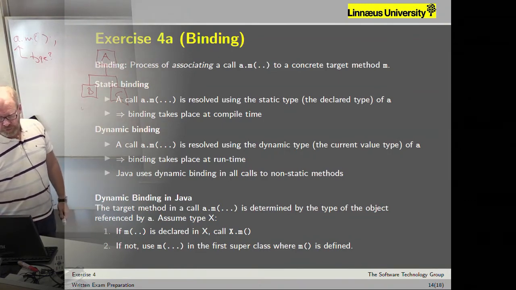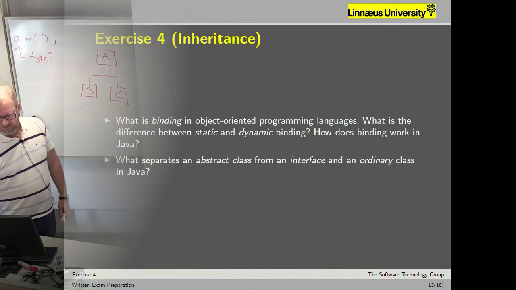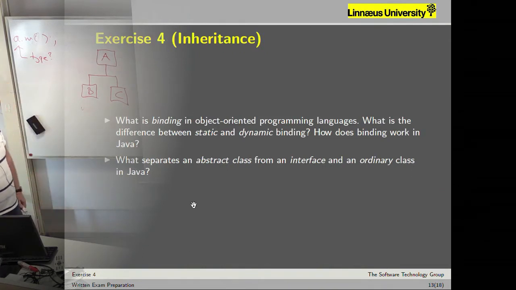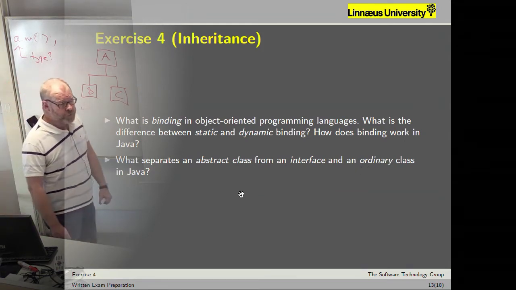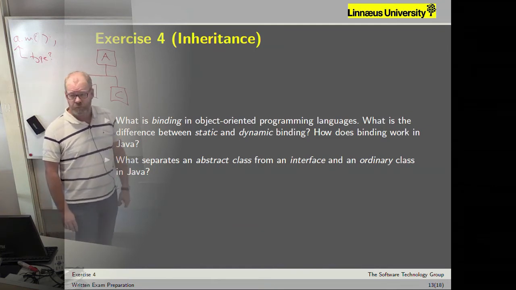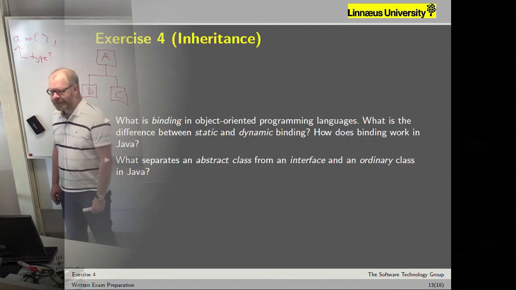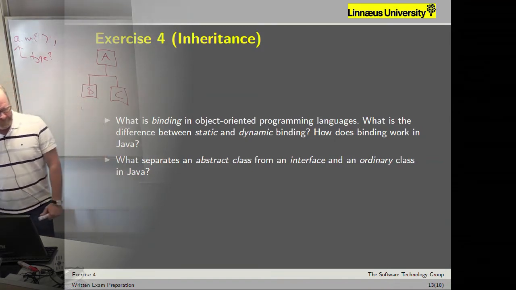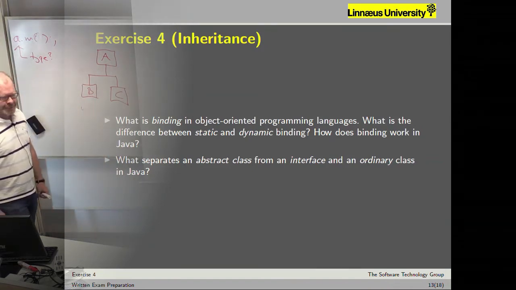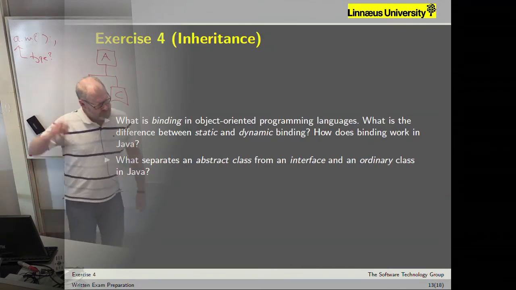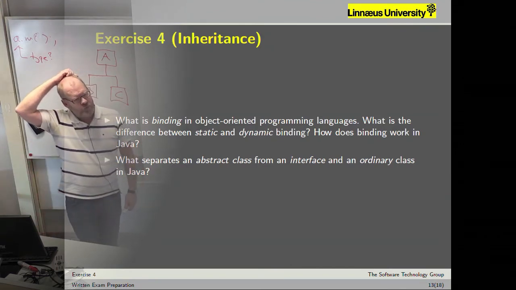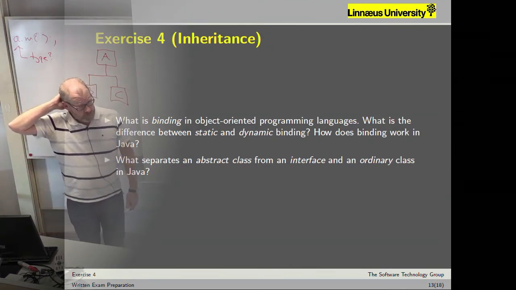Okay, 4A. 4B. What separates an abstract class from an interface and an ordinary class? What was an abstract class? Something in the middle. Something in the middle will get you 1 point out of 5, if I'm kind. A class that can be inherited.